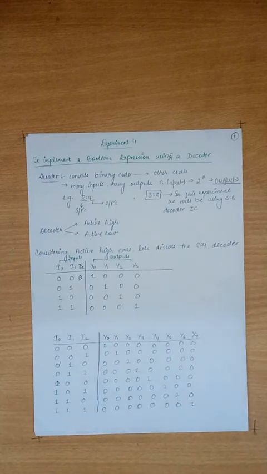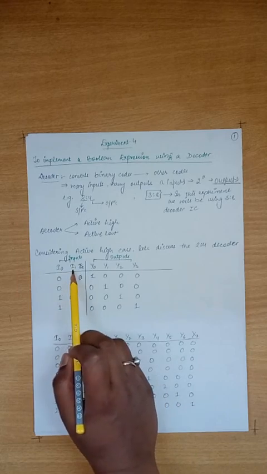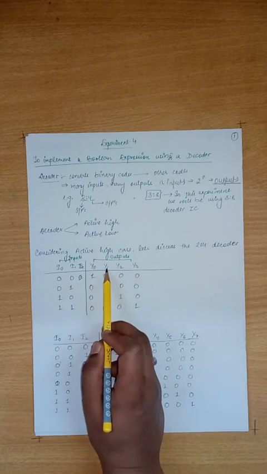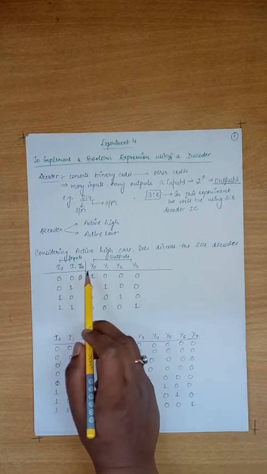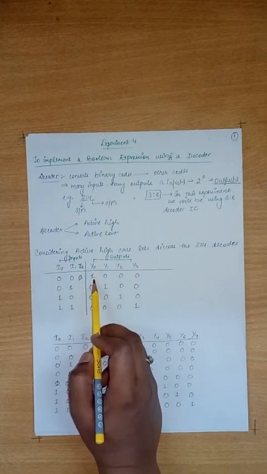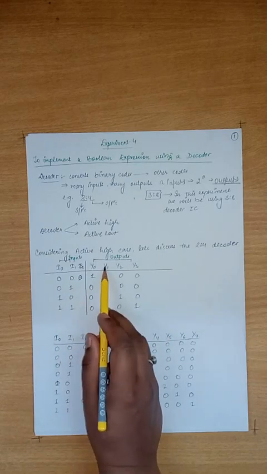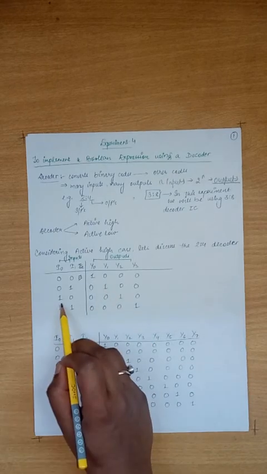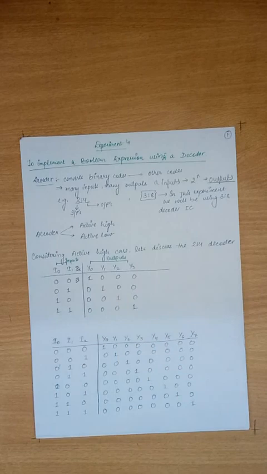Let us suppose we are considering an active high case. Let's first of all start with the easy part, the 2:4 decoder. It would be having 2 inputs, I0 and I1, and 4 outputs, Y0, Y1, Y2 and Y3. If the inputs are 0, 0, my output Y0 is 1, and all others are 0. For 0, 1, I am getting output high at Y1. For 1, 0, I am getting output high at Y2, and all others are 0. And for 1, 1, we are getting output high at Y3, while all others are 0.